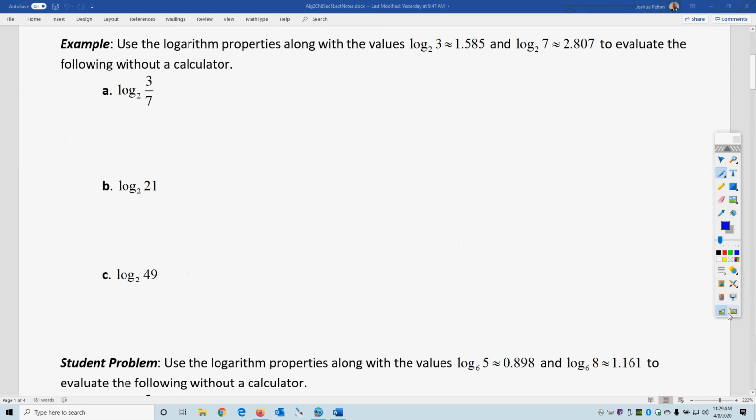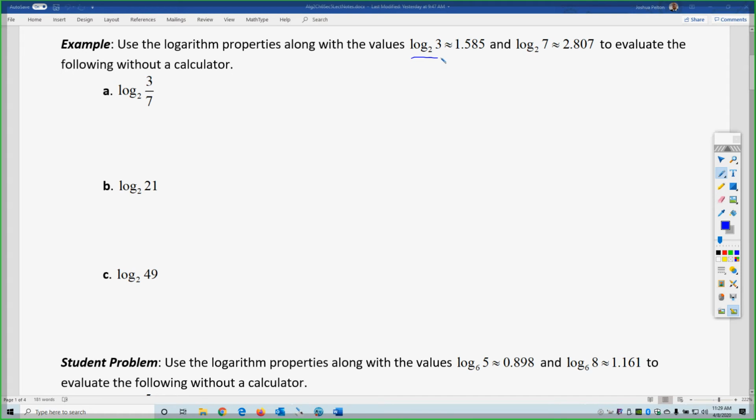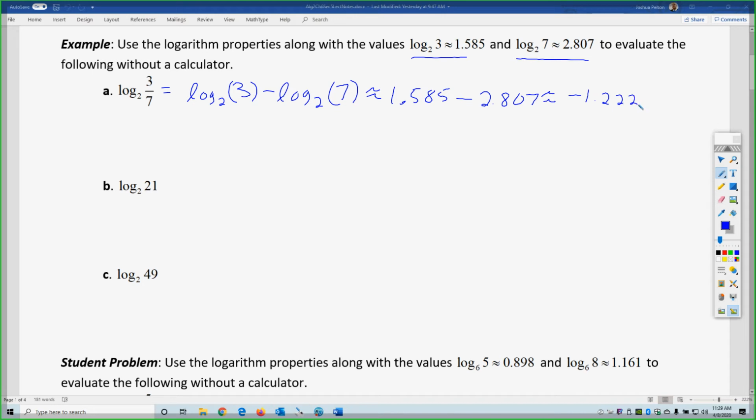So what we're saying is that log of 3 equals this number, and log of 7 equals this number. So if I was going to break this up knowing that fact, a division is actually subtraction using the quotient rule. So this is log base 2 of 3 minus log base 2 of 7, which is 1.585 minus 2.807, which is approximately negative 1.222.